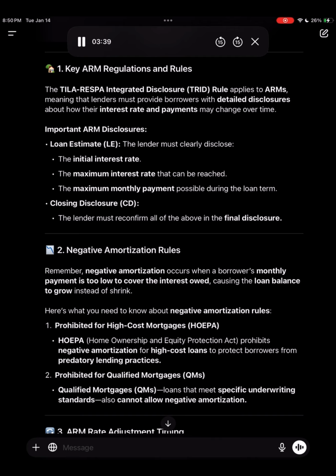Important ARM disclosures. Loan Estimate, LE. The lender must clearly disclose the initial interest rate, the maximum interest rate that can be reached, and the maximum monthly payment possible during the loan term. Closing Disclosure, CD. The lender must reconfirm all of the above in the final disclosure.